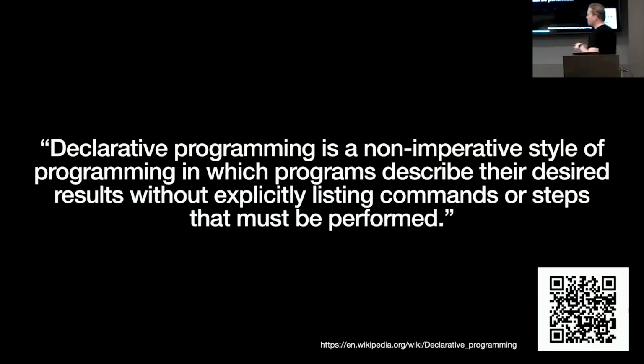And that's really the difference between what I would call declarative programming and imperative programming. From Wikipedia, the source of all real knowledge. I'm sure there's going to be AI that's going to make up knowledge. Not ours. Declarative programming is the non-imperative style. It's never good to define something by what it's not, but it's a non-imperative style of programming in which the programs describe their desired results instead of explicitly listing what to do. The way I think of it is imperative programming is how to do something, but declarative programming is what I want.